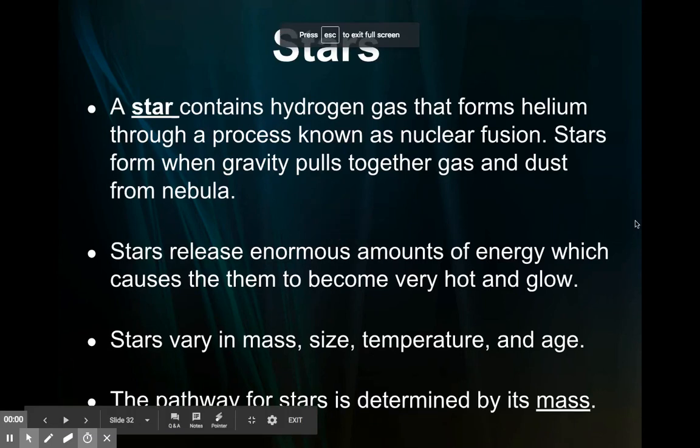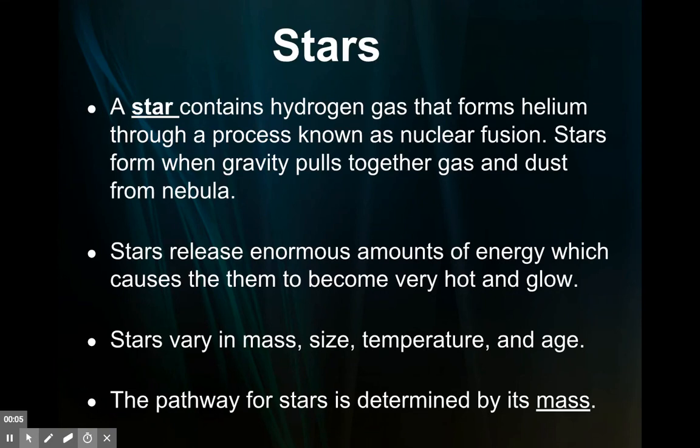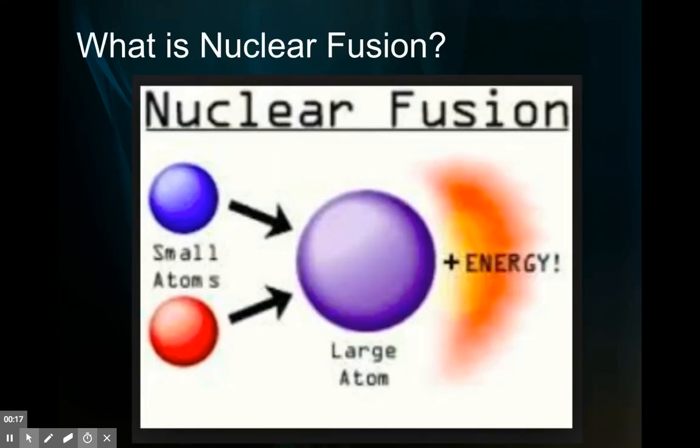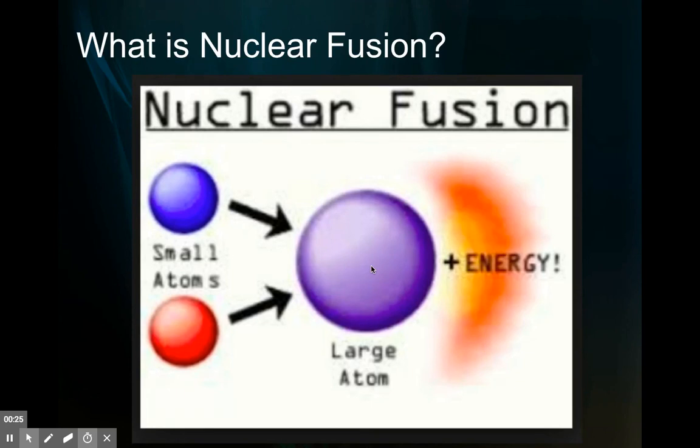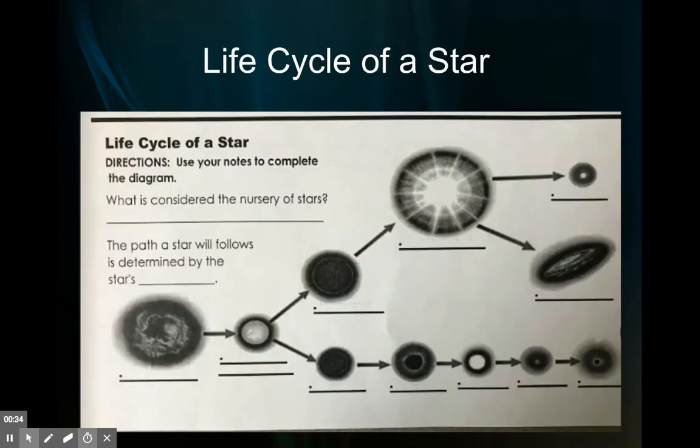Now, remember I said, all right, so now that we know what stars are, we've talked about how they vary in size, temperature, age, and we've also talked about nuclear fusion. So we're going to talk about nuclear fusion just a little bit more. So what is nuclear fusion? It is when two small atoms fuse together and become one to make a large atom, and it gives off a tremendous amount of energy. All right. So don't forget that you're going to be needing this section of your study buddy. And let's go ahead and get started with the life cycle of a star.